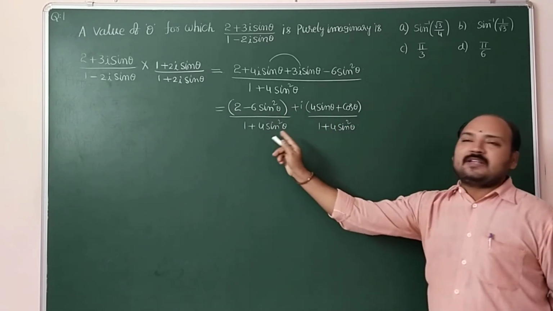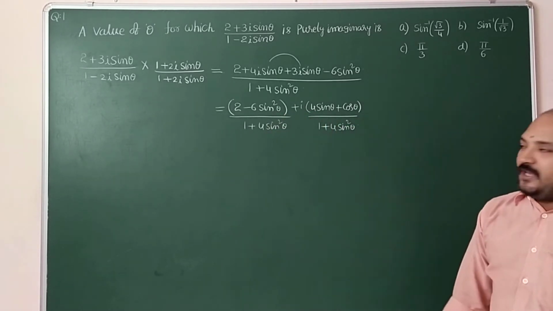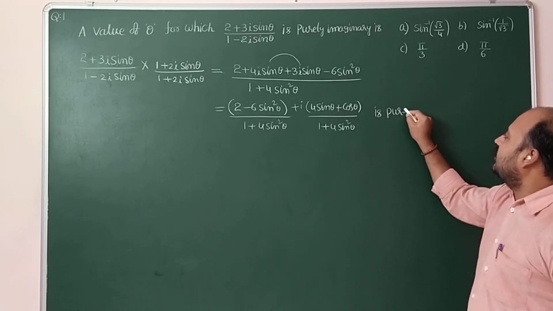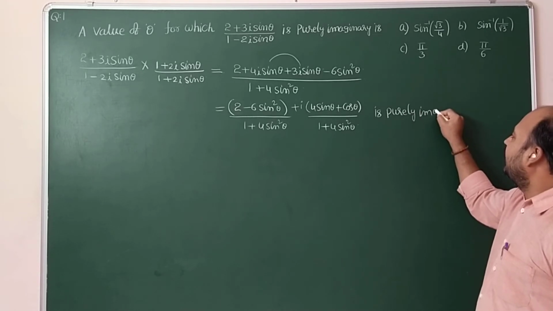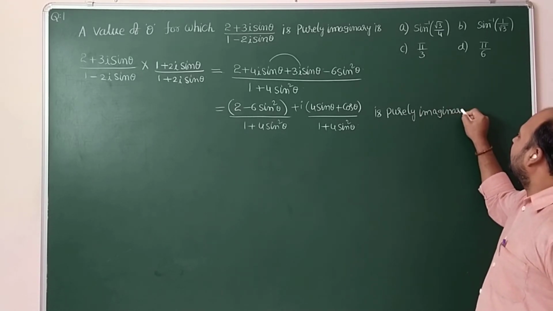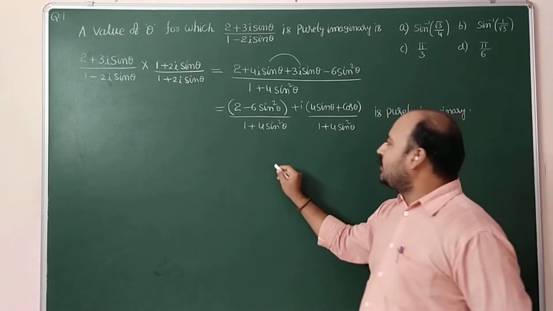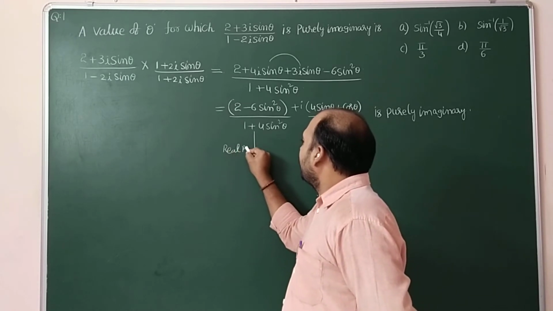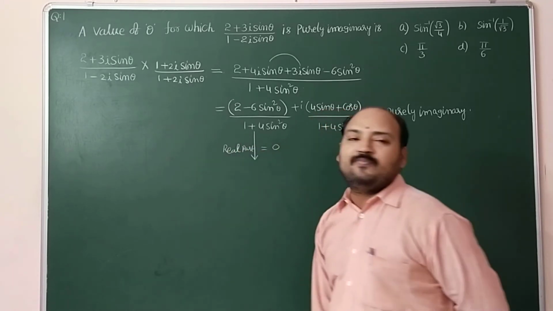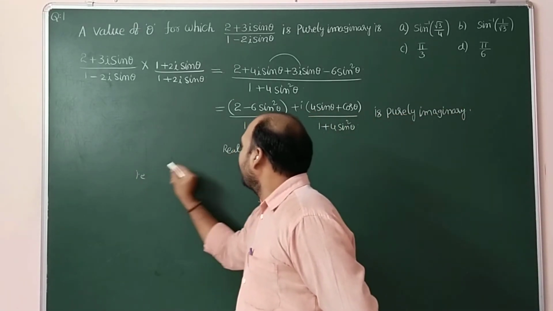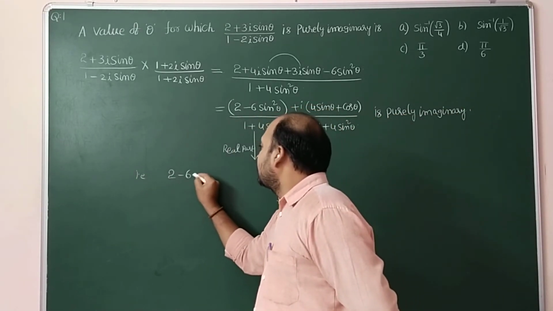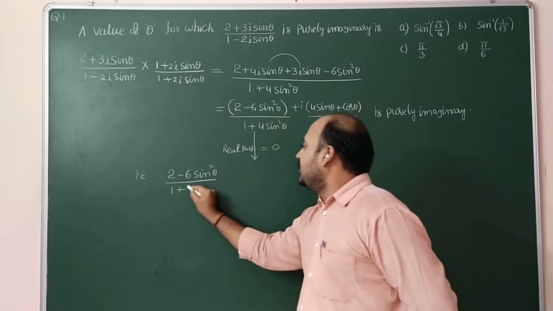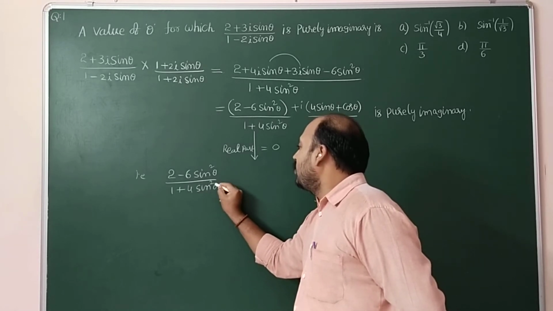What they are saying: this complex number is purely imaginary. Then the real part of this complex number goes to be 0. This is the real part. Real part is equal to 0. So that is (2 minus 6 sin square theta) divided by (1 plus 4 sin square theta) is equal to 0.